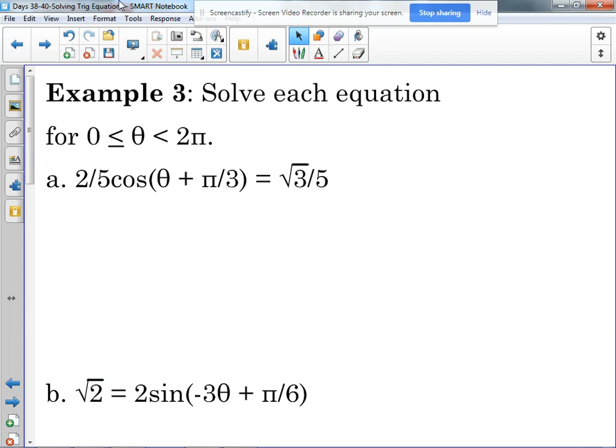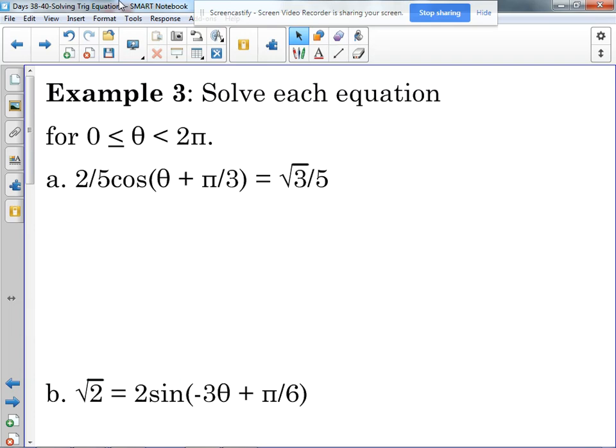In this case, we only have one trig function. We have cosine. What's different is it's not just cosine of theta. We are adding something to the angle. That pi over 3 is inside of the trig function. It is being added to the angle. So it's going to change how we solve this here in a minute, okay?